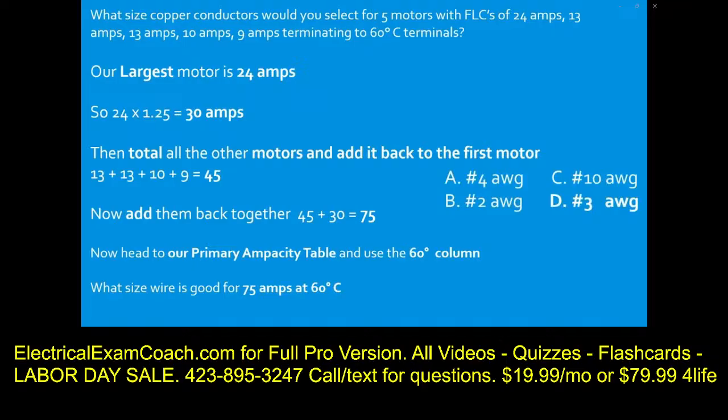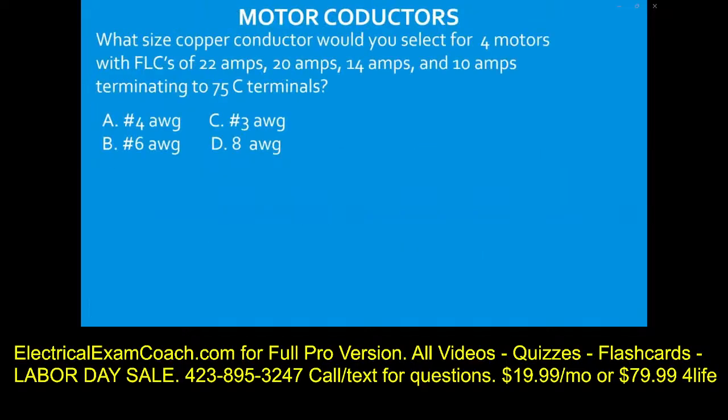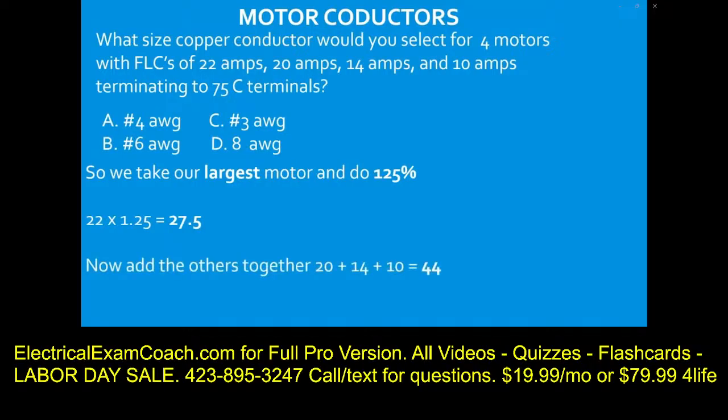Great job. What size copper conductors would you select for 4 motors with FLCs of 22 amps, 20 amps, 14 amps, and 10 amps terminating to 75° C terminals? So the first thing we're going to do is take our largest motor and do the 125%. We take our largest motor, multiply it by 125%, and that gives us 27.5 amps. Now we take all the other motors and add them together. That gives us a total of 44. Now we take and add those two totals together, giving us a total of 71.5 amps.